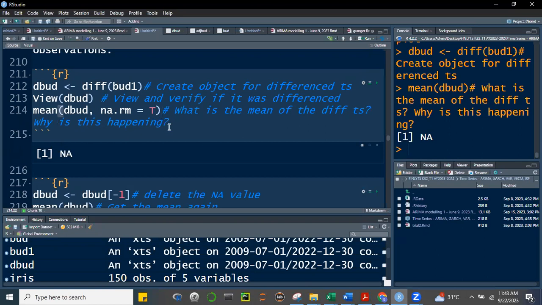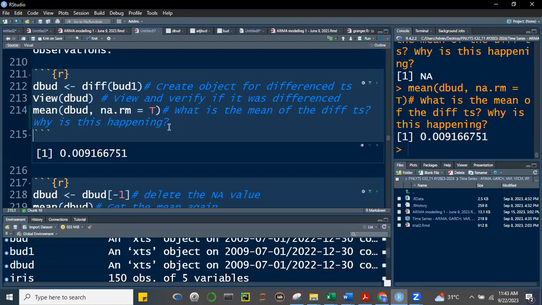If I run now, control enter, it now gives us the average of the differences of dbud. Because we included here a part of the code, na.rm. na.rm means the NAs are removed, equal to TRUE. Of course, you can make this equal to FALSE. So Adi is correct. It gave NA because we have NA values. To address that, you can do this.